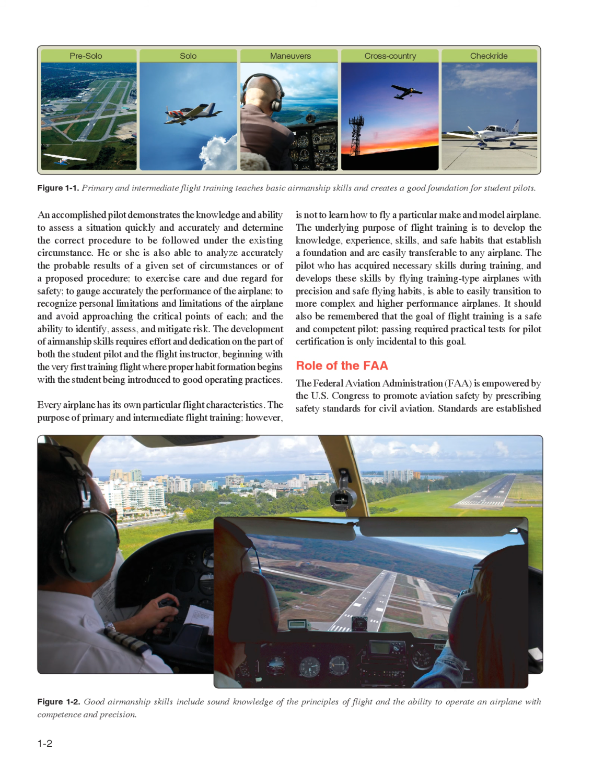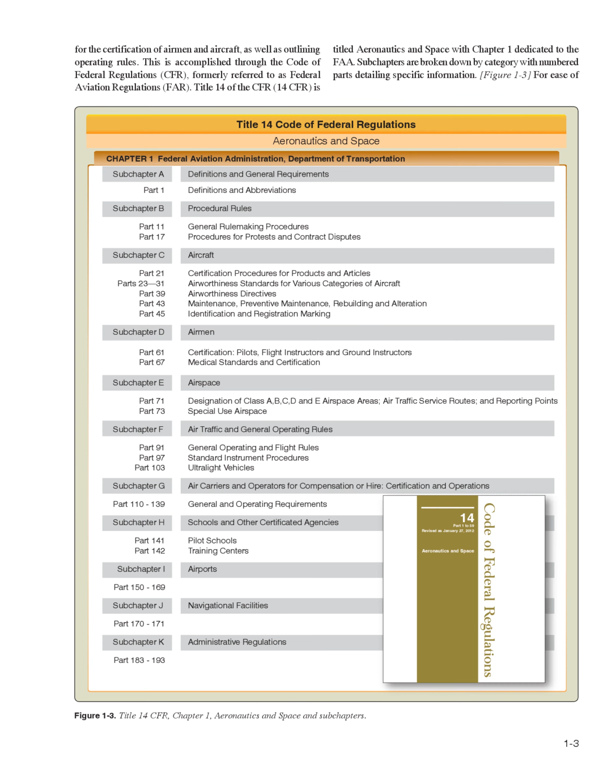Role of the FAA. The Federal Aviation Administration, FAA, is empowered by the U.S. Congress to promote aviation safety by prescribing safety standards for civil aviation. Figure 1-2. Good airmanship skills include sound knowledge of the principles of flight and the ability to operate an airplane with competence and precision. Standards are established for the certification of airmen and aircraft, as well as outlining operating rules. This is accomplished through the Code of Federal Regulations, CFR, formerly referred to as Federal Aviation Regulations, FAR.